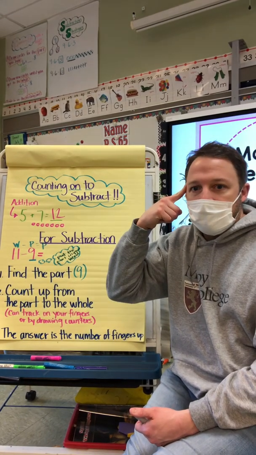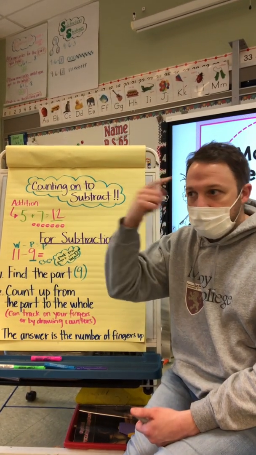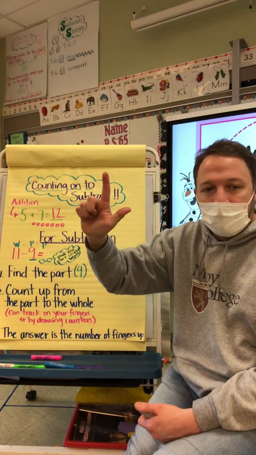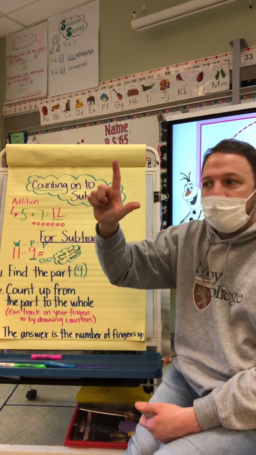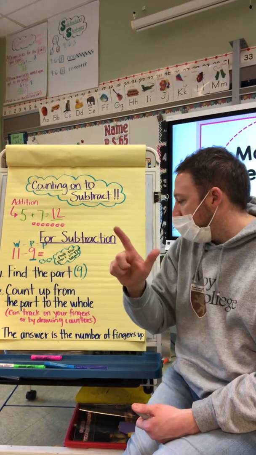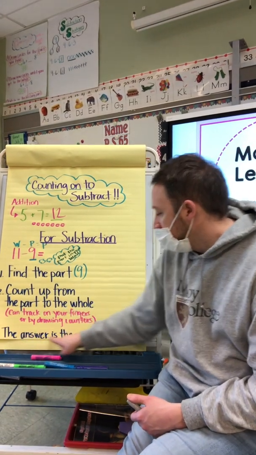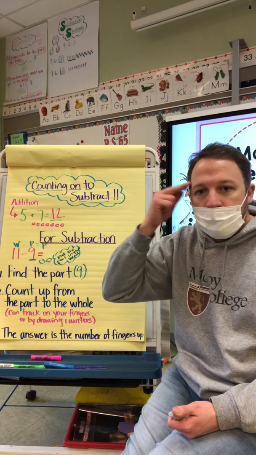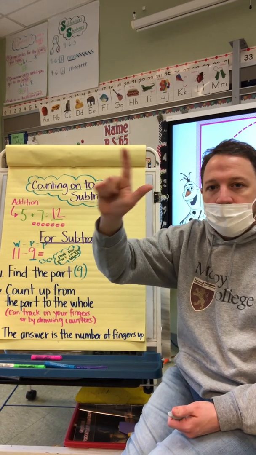Now what comes after 9? 10, 11. I can stop, right? How many fingers is that? 2 fingers. So, step 3 says the answer is the number of fingers you have up. So we had 9 in our head. We said 10 comes next, then 11.